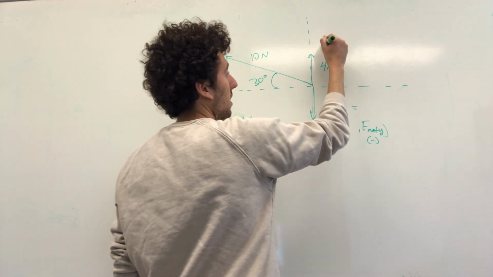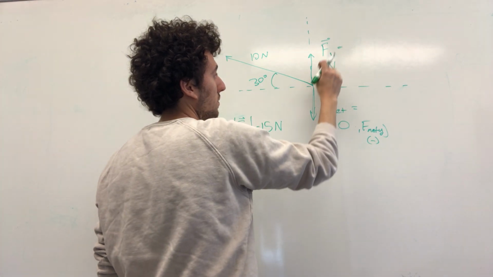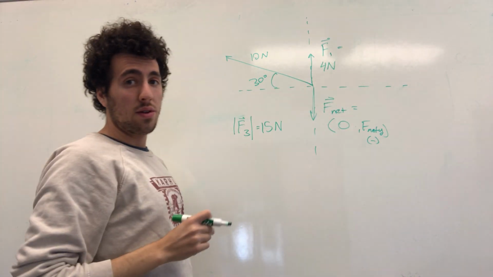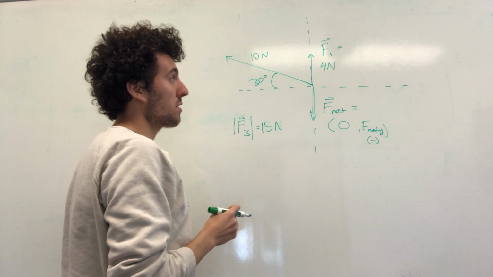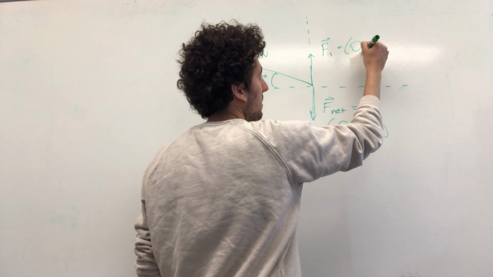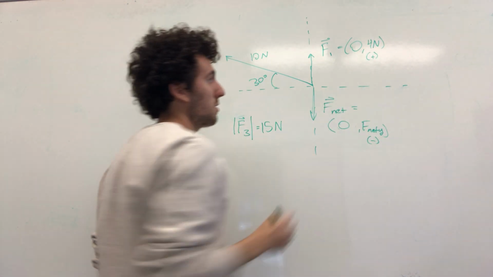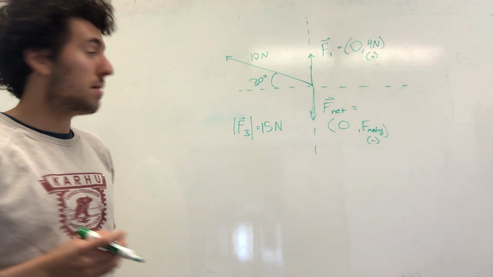For this one, which we'll call F1, its components are, well, it also has no x component since it's only north, only up. So I'm just going to write this up here. Its x is 0 and its y is positive 4 newtons. We'll put a little plus there because it's going up.